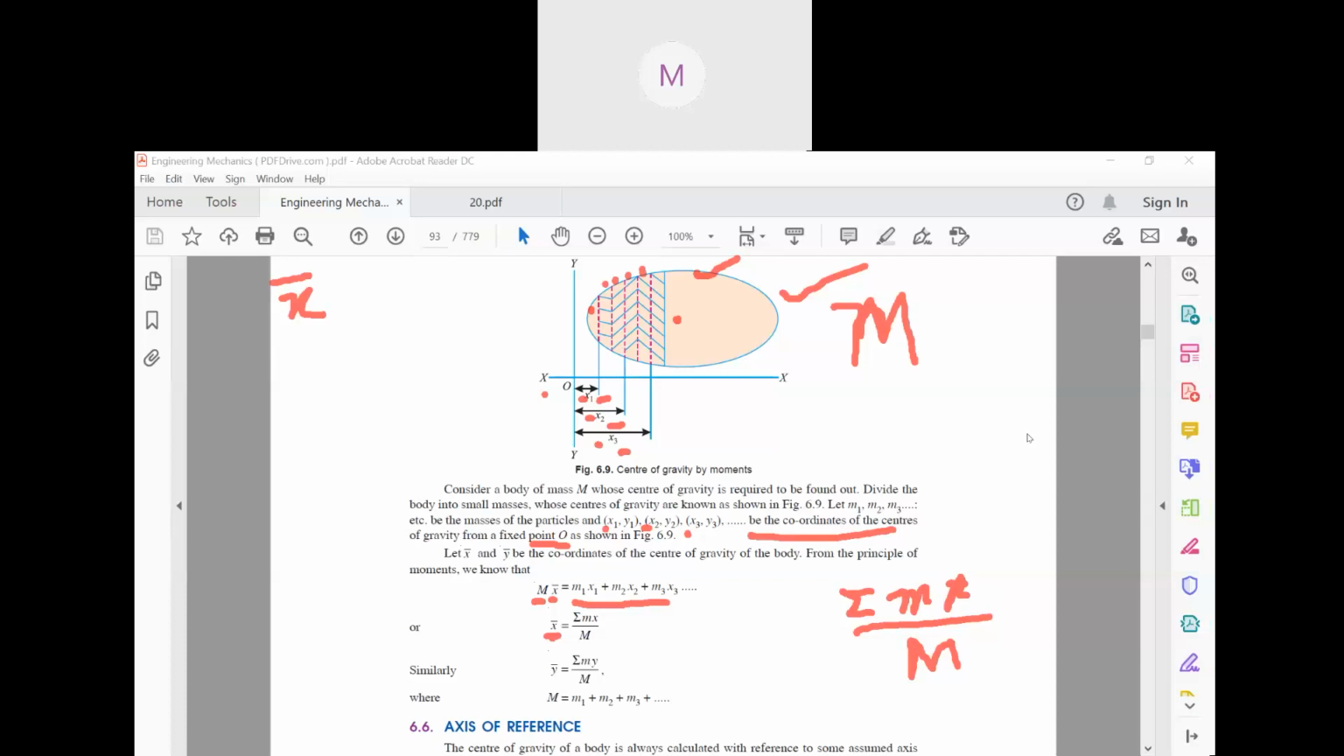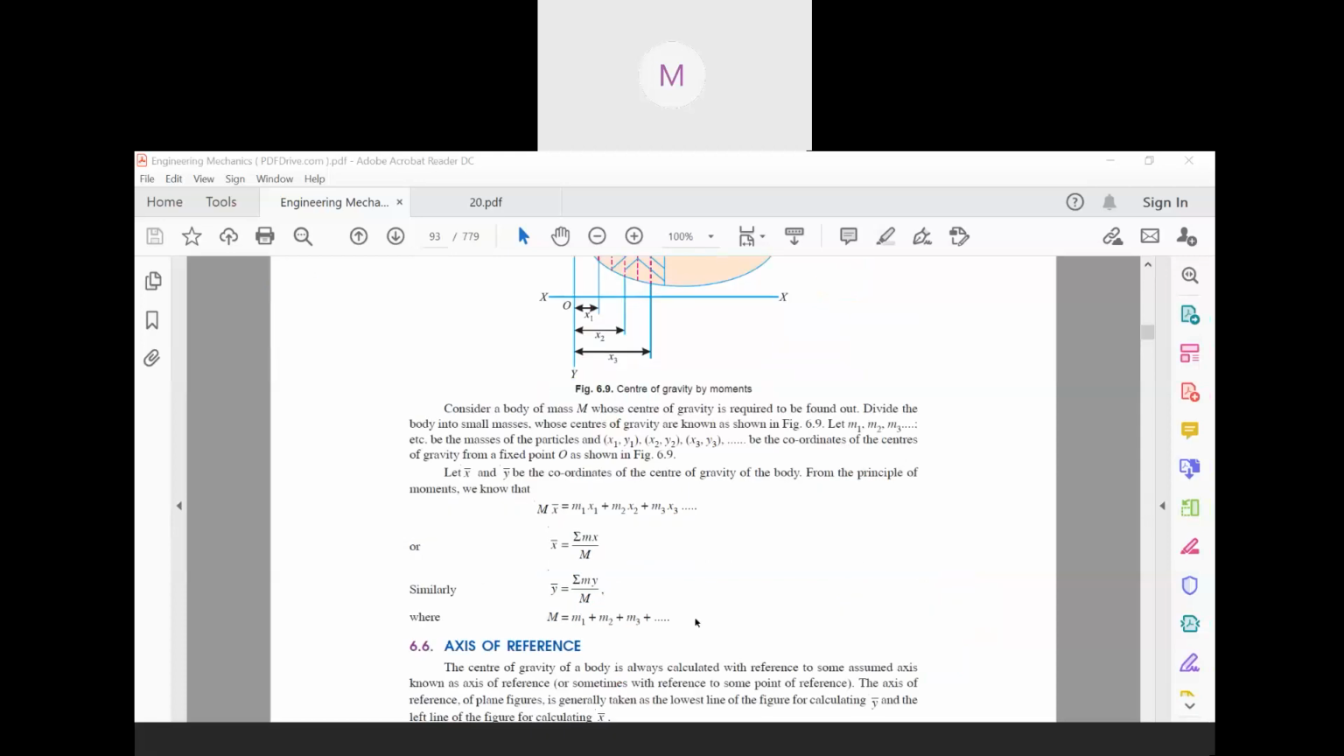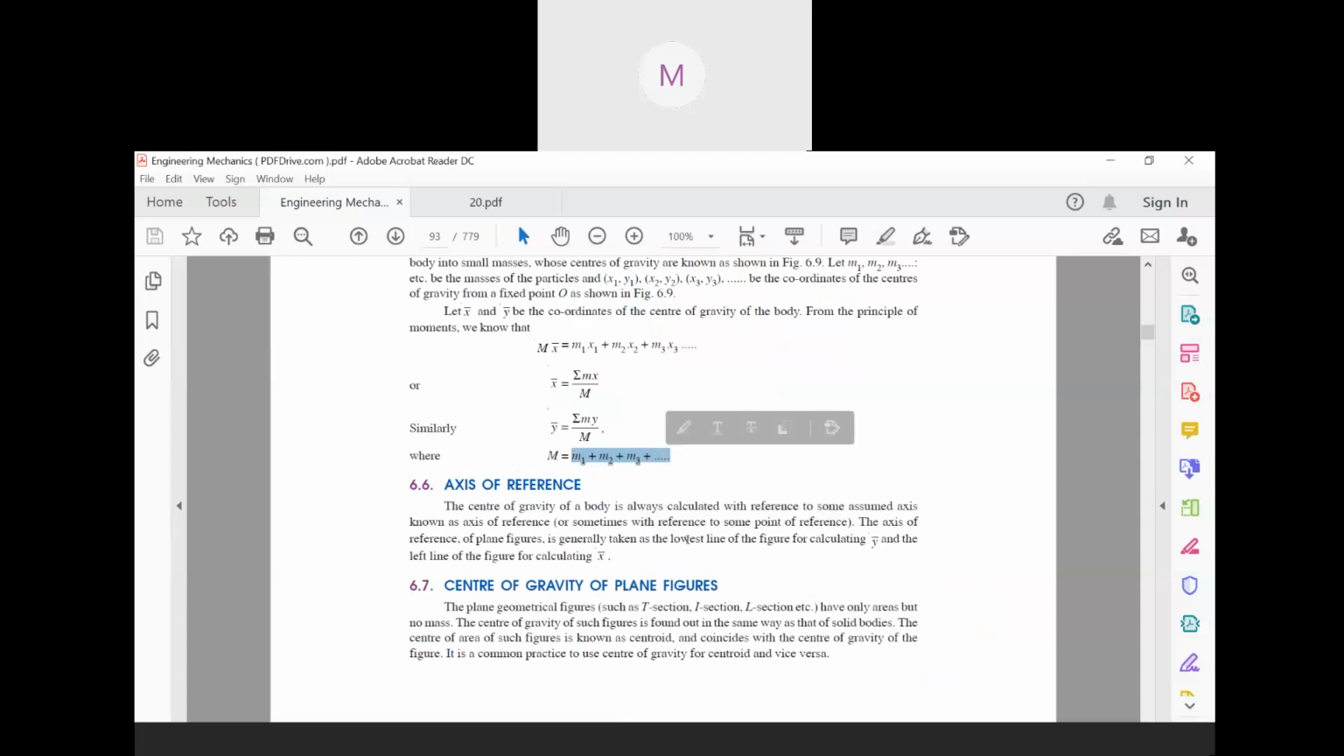I guess this is clear for everyone. So now if you go to the next part, that means for y. Similarly, we will get what? Y bar is equal to what? Summation of m into y, divided by summation of m, where m is equal to M1 plus M2 plus M3. That means the individual mass of those particles. Okay. So just remember this thing.